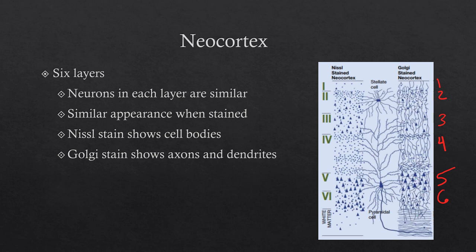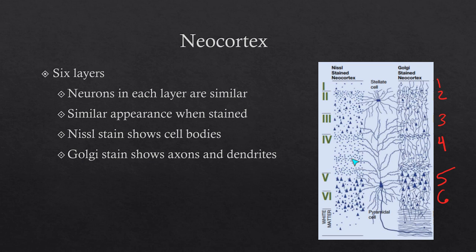So within each of these layers, we've got similar cells. For example, in layers 5 and 6, we've got a lot of pyramidal cells. In layer 4, we've got a lot of stellate cells, the star-shaped cells. Layer 3, we're back to pyramidal cells. Layer 2, we've got a mixture of both, probably more stellate cells. So there are different types of cells in each layer.